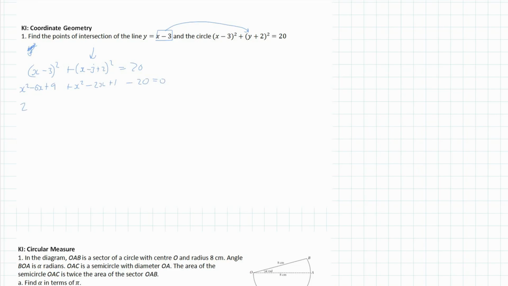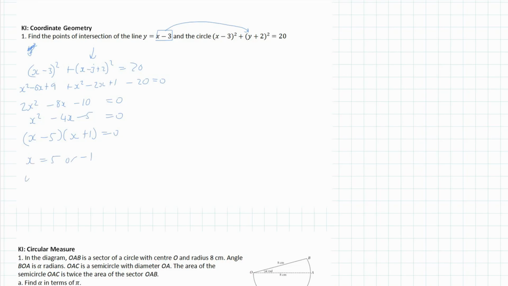Now let's gather all of our like terms. So we get 2x squared, we get negative 8x, and we get 10 minus 10, I think, equals 0. Now I'm going to divide by 2, so I get x squared minus 4x minus 5 equals 0. So (x minus 5)(x plus 1) equals 0. So we've got two values that x can be. x is either equal to 5 or negative 1.